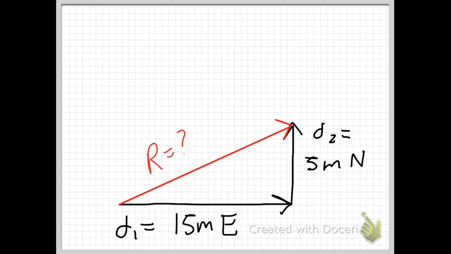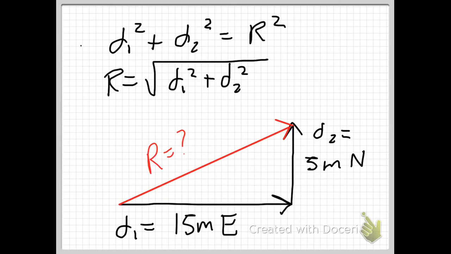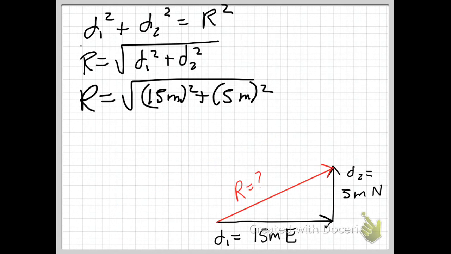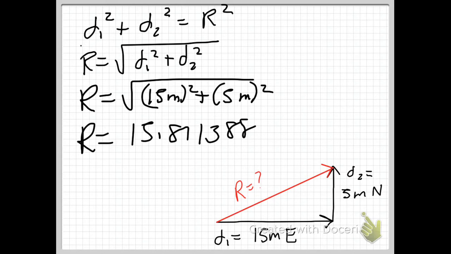So we know d1 squared plus d2 squared equals r squared, the resultant squared. So the resultant is going to be equal to the square root of d1 squared plus d2 squared. Let's plug in our numbers. Resultant is equal to the square root of 15 meters squared plus 5 meters squared. That gives 15.8113883 meters. For our resultant, we want to take our sig figs.